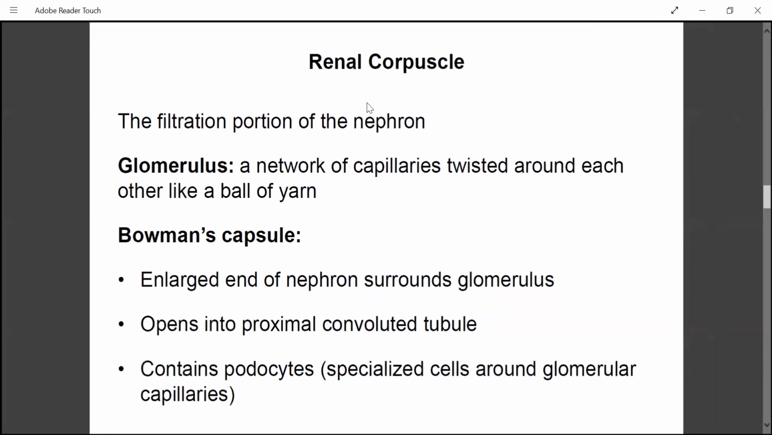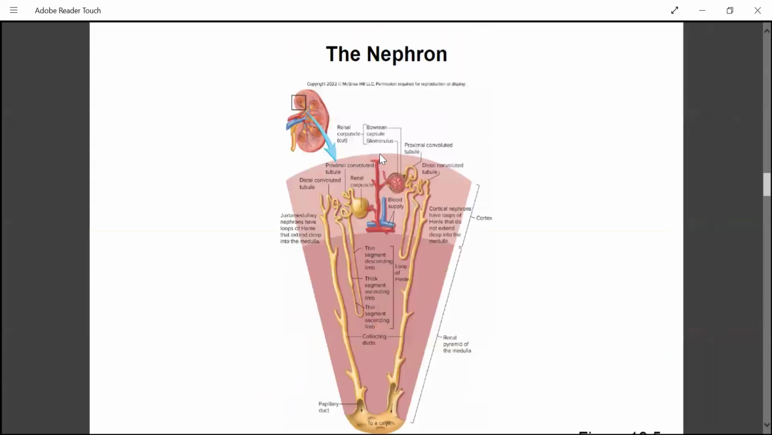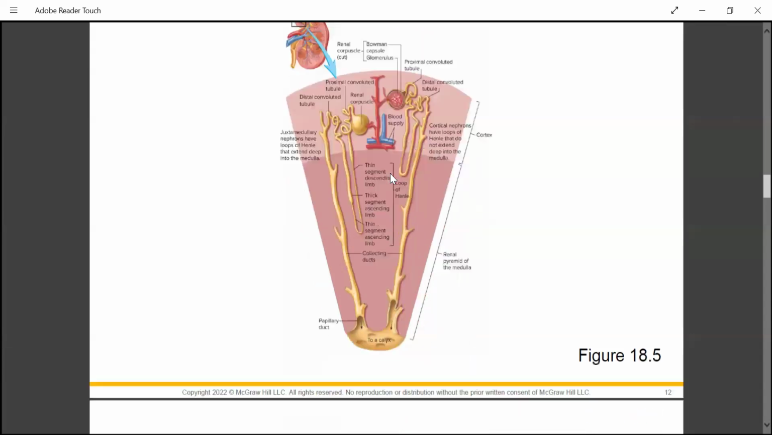Okay, our renal corpuscle. So this is the filter portion of the nephron. So we're going to break this nephron down a little bit. So the filtration portion of the nephron is our renal corpuscle. So just to orient you guys, right here is this renal corpuscle. If we were to open up this renal corpuscle, this is what it would look like. We have this capillary network on the inside surrounded by a capsule.